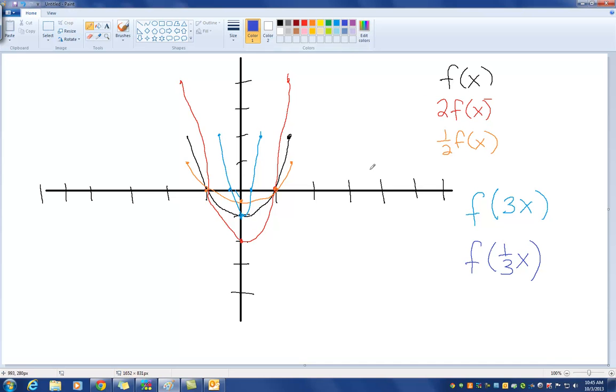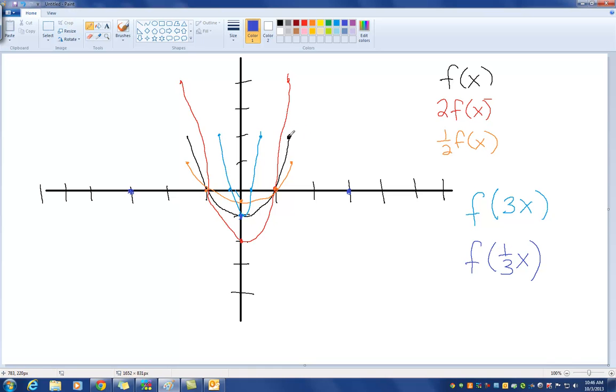When the input is multiplied by 1/3, you should realize that it's going to stretch it out 3 times as much. So again, input 0 stays pretty much the same. Input equals 1 at this point here, well, to get the same output, we go to input equal 3. And here we go to input equal negative 3 to get the image of this point in f of 1/3 x.